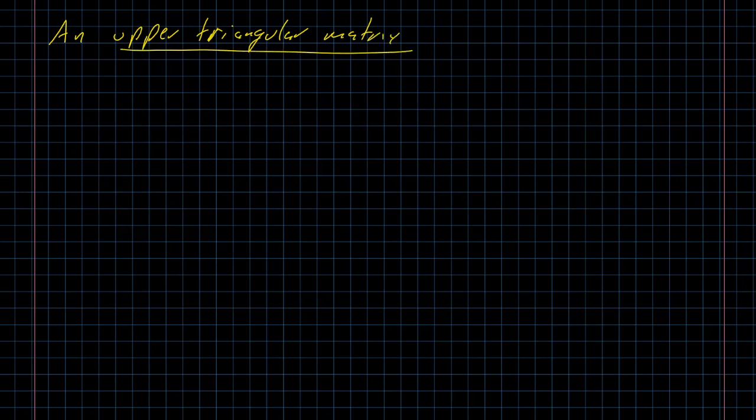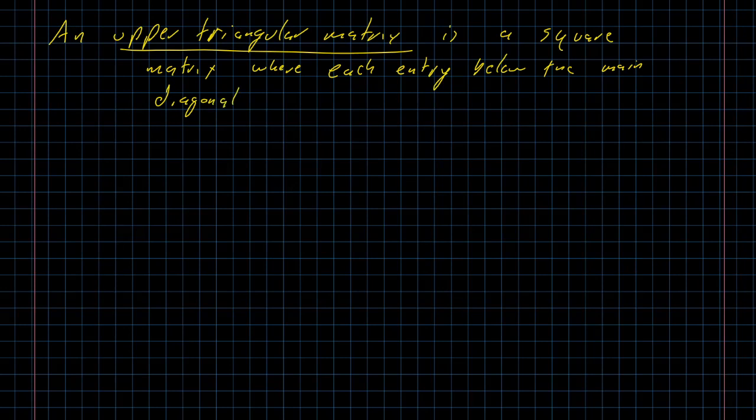An upper triangular matrix is a square matrix where each entry below the main diagonal is 0. So remember that the main diagonal is this part of the matrix.